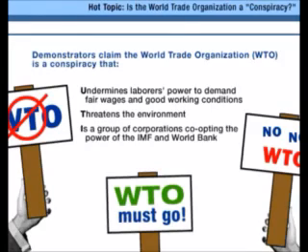Is it true? Is the World Trade Organization a conspiracy? And how would you evaluate this claim? Well, let's first talk about international trade, which in some measure is inherently confrontational.